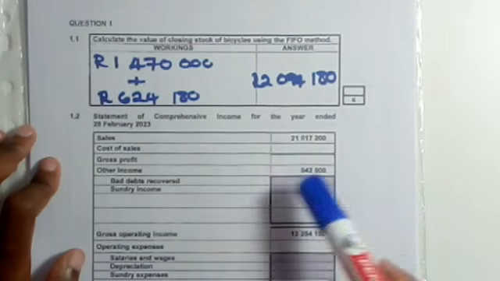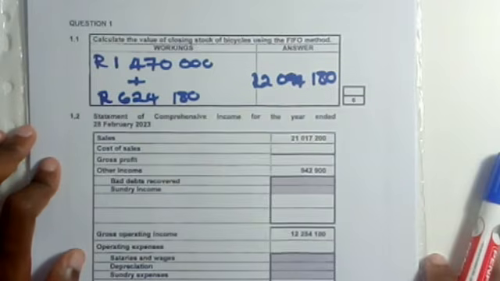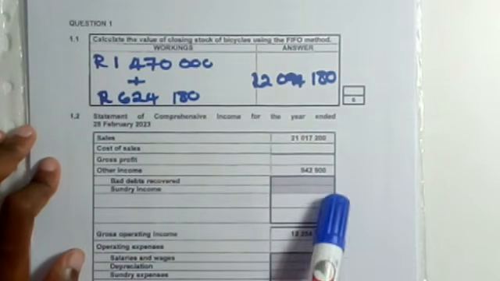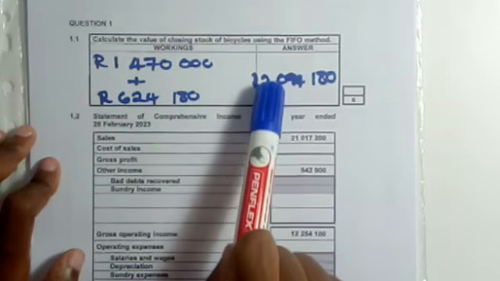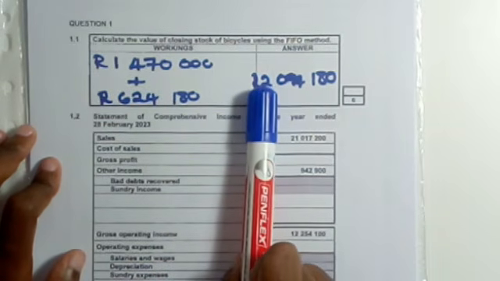A trading stock surplus is recorded in other income. So it means that we are now going to record a trading stock surplus and put it here. That is if this amount is bigger than the amount that is given to us in information A.